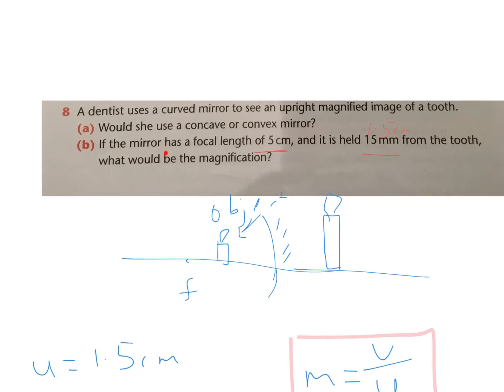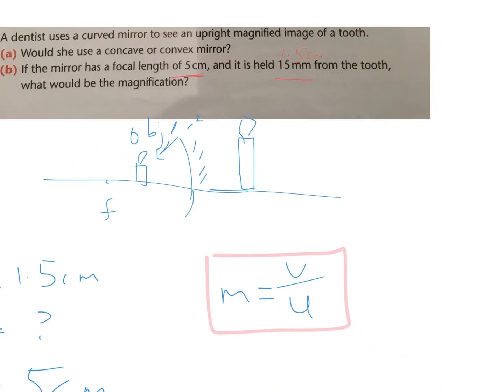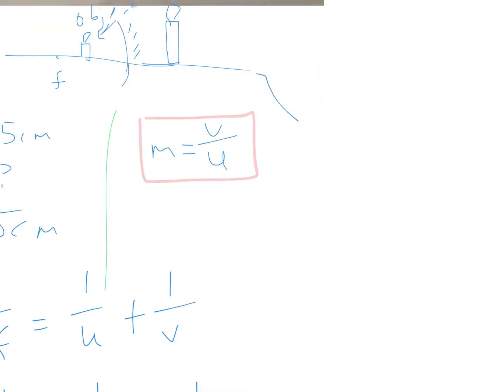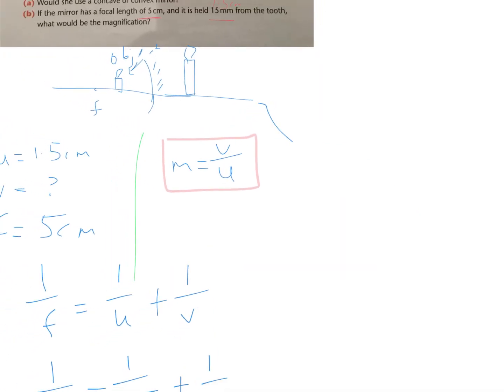So the question is saying, if the focal length of a mirror is 5 centimeters and it is held 15 millimeters away from the tooth, what will be the magnification? It's a good idea to check that we've actually solved what the question asked, because now I remember, yes, I was trying to find the magnification originally. So I'm going to go back to this formula. I'll rewrite it out over here maybe.